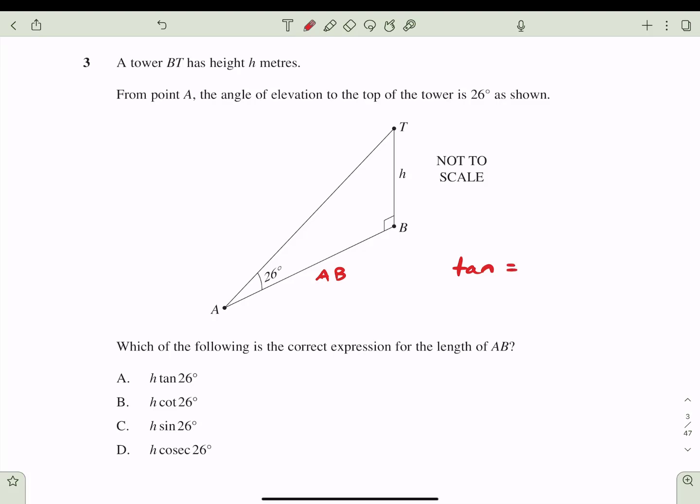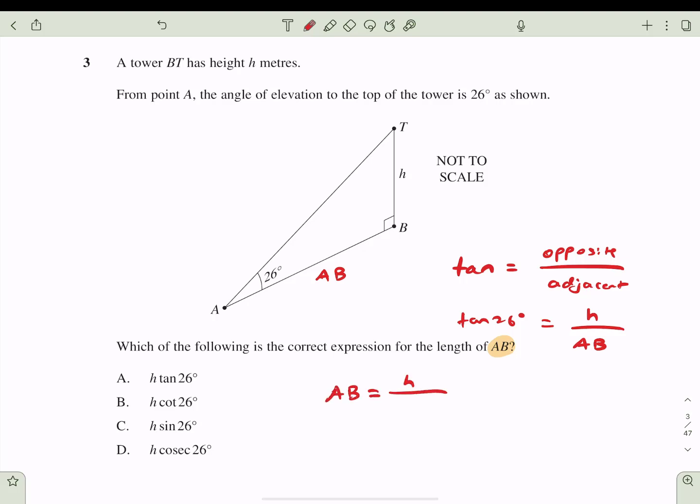So tangent, or tan, is equal to opposite over adjacent. So in this situation here, tan 26 is equal to H over AB. And since the question is specifically asking us for the expression of AB, we now need to make AB the subject. So AB equals H over tan 26.